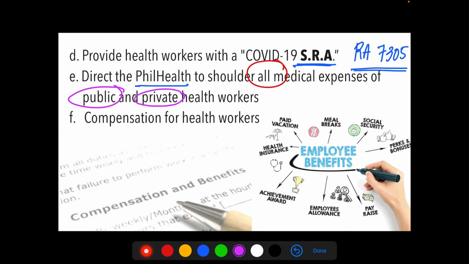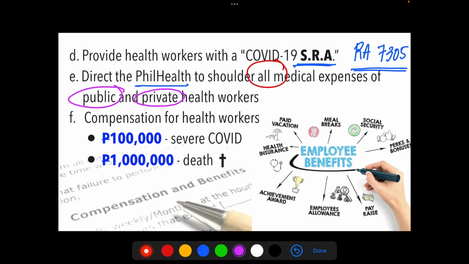So if they contract a severe COVID-19 infection while they are on duty, they will be given 100,000 pesos. And also, a compensation of 1 million pesos will be given to the public and private health workers who may die while fighting the COVID-19 pandemic.